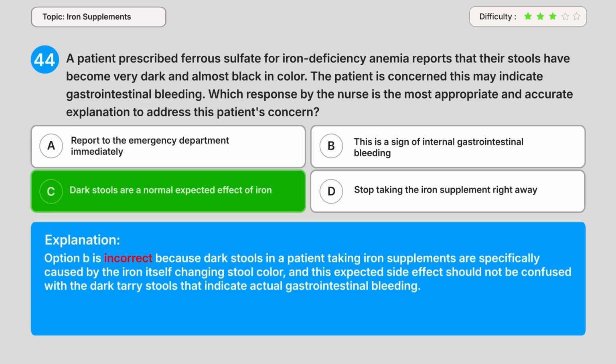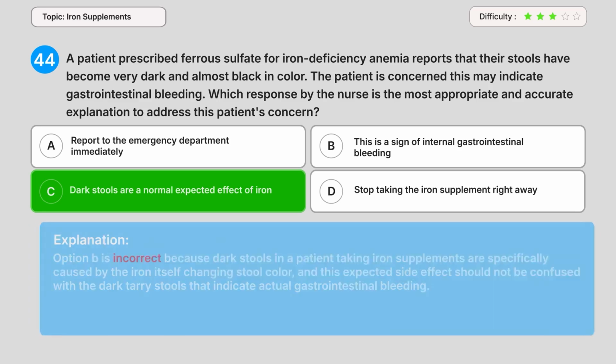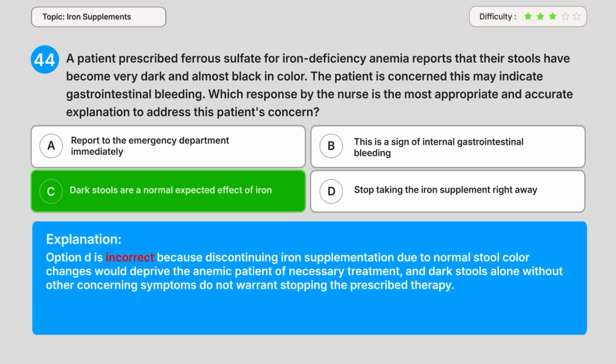Option B is incorrect because dark stools in a patient taking iron supplements are specifically caused by the iron itself changing stool color, and this expected side effect should not be confused with the dark tarry stools that indicate actual gastrointestinal bleeding. Option D is incorrect because discontinuing iron supplementation due to normal stool color changes would deprive the anemic patient of necessary treatment, and dark stools alone without other concerning symptoms do not warrant stopping the prescribed therapy.